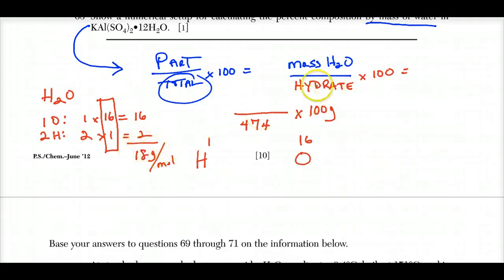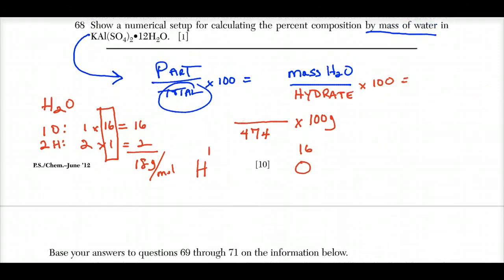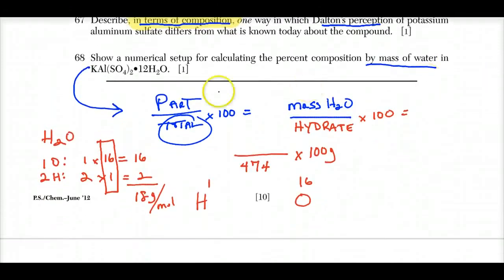So if it's 18 grams per mole, and we have 1 mole, well, we have 12 times 18. We take 12 times 18 because in 1 of these, we have 12 of these. So we have to multiply that by 12. So 12 times 18, and you get 216.